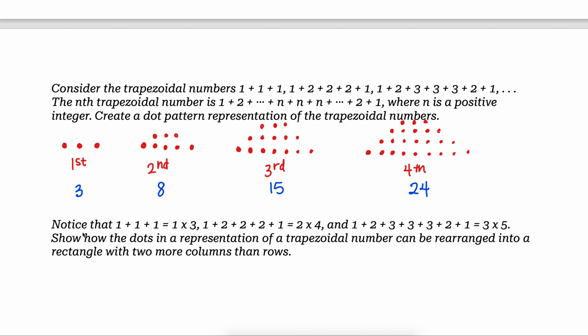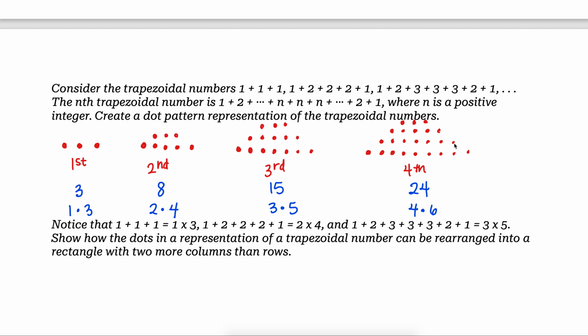Now, down here it says, note that 1 plus 1 plus 1 is equal to 1 times 3. So 3 is 1 times 3. The second one, 8, is 2 times 4. The third one, 15, is 3 times 5. The fourth one, 24, that's 4 times 6.